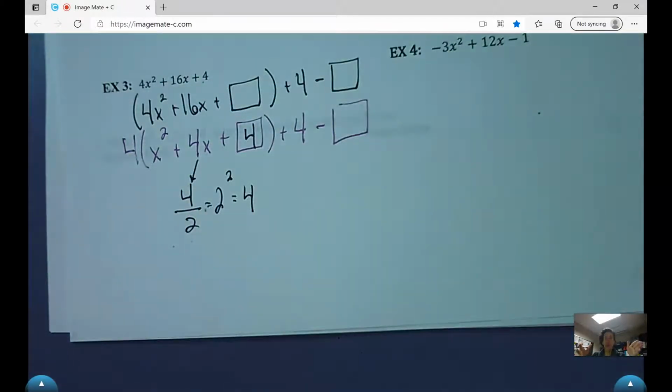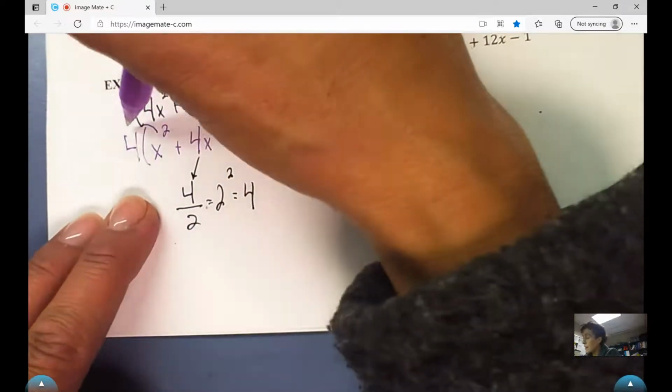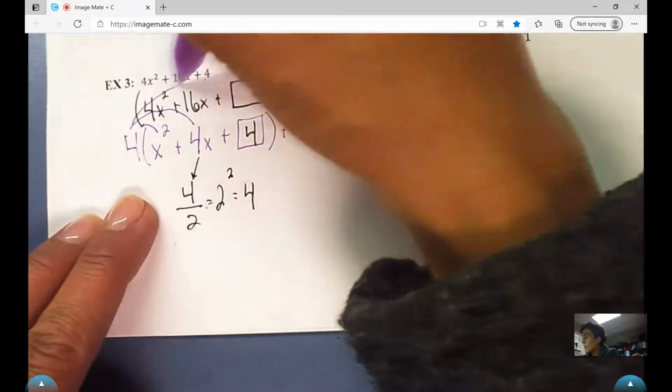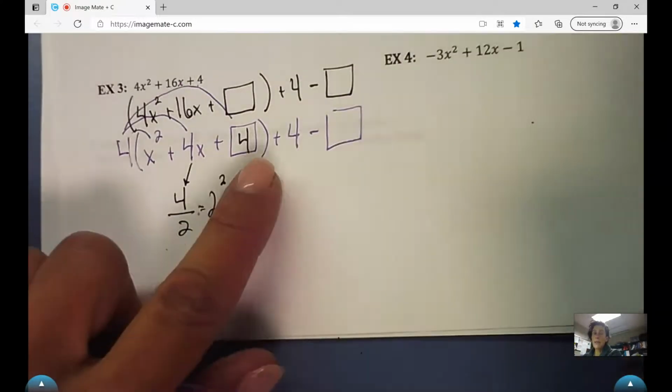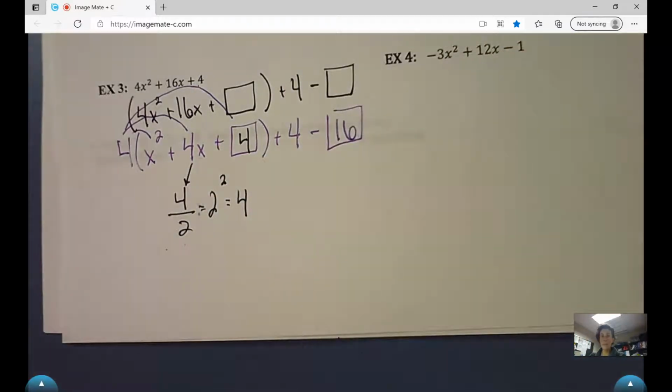So I just gave you $4, but what I'm going to ask you is, did I really give you $4 or did I give you something else? And because of this 4 sitting here, that's really 4x squared. That's really 16x. What I really gave you was 16. So if I really gave you $16 over here, I'm going to have to take away those 16.